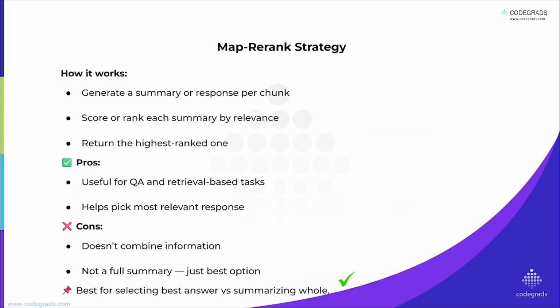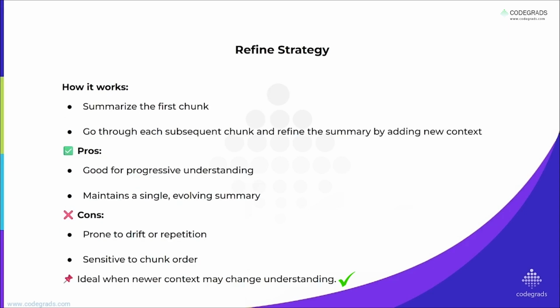Now we have the map rank strategy. One more example for refine can be writing a rough summary, and after writing the rough summary, updating it every time you read something new. So at the last, we'll get a precise and accurate, progressive understanding of the overall summary.